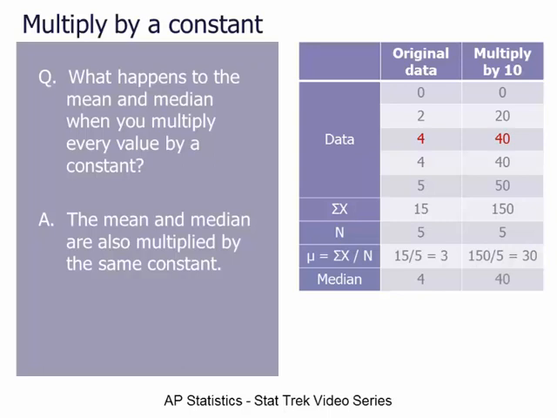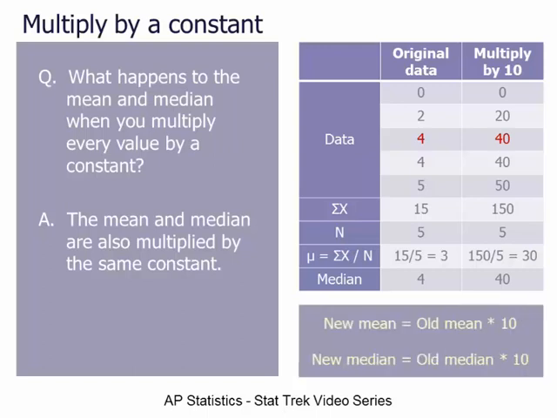Note what we've done with this example. We've multiplied each element in the original data set by a constant 10. And what has been the effect? The new mean is equal to the old mean times the constant 10. And the new median is equal to the old median times the constant 10. This example illustrates the following rule. When you multiply all of the values in a dataset by a constant, you also multiply the mean and median of that dataset by the same constant.